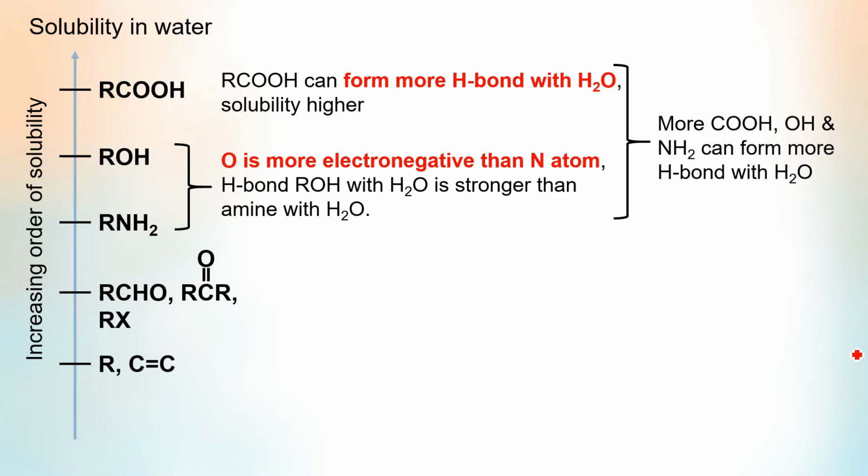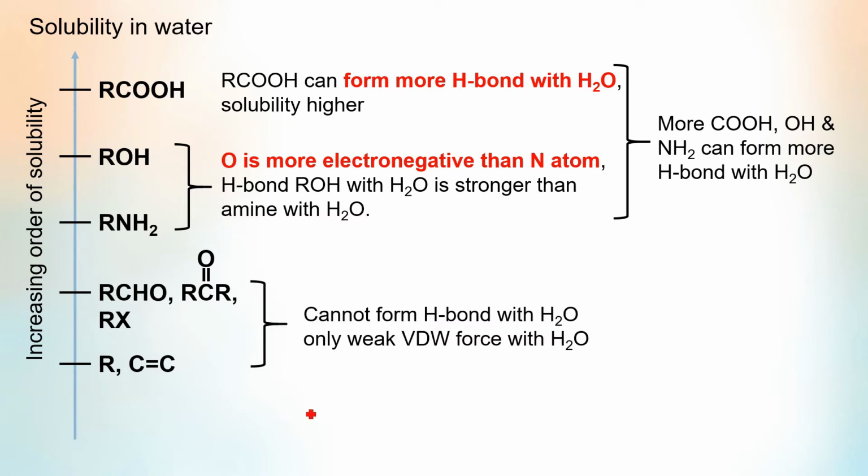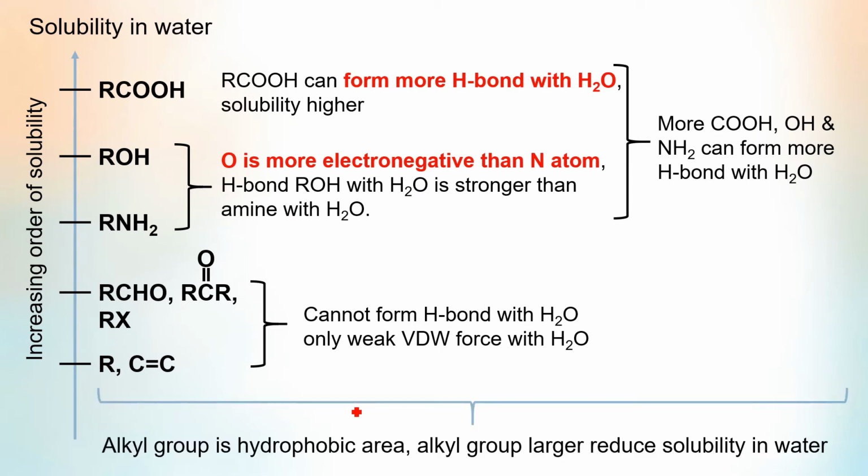A molecule with more carboxyl, hydroxyl and amino groups can form more hydrogen bonds with water molecules, therefore it will have higher solubility. While the rest of the compounds cannot form hydrogen bonds with water molecules, they only have weak van der Waals forces with water molecules, therefore their solubility will be lower. Alkyl group is a hydrophobic area. The larger the alkyl group, the lower the solubility in water.